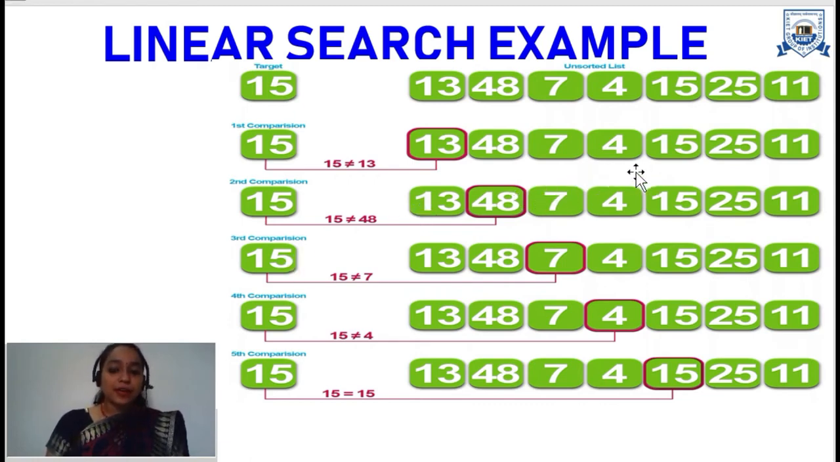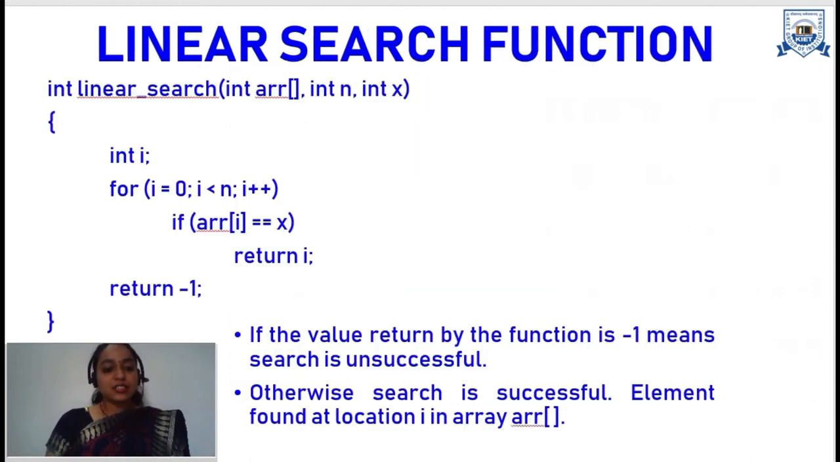We are comparing the target element which is to be searched with all the elements in a data structure. Okay, so as it is performing one by one in one way, it is also called a linear search. Now let us discuss the linear search function, how it is implemented.